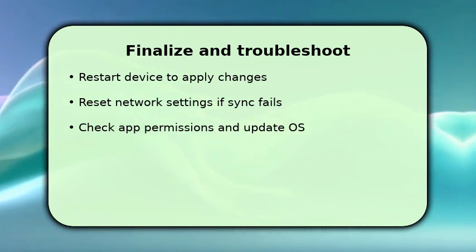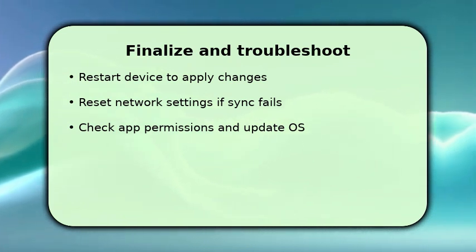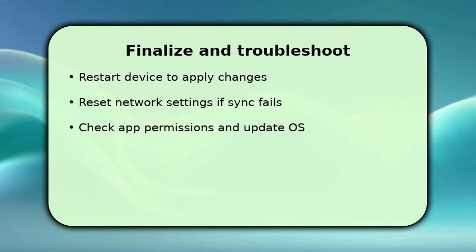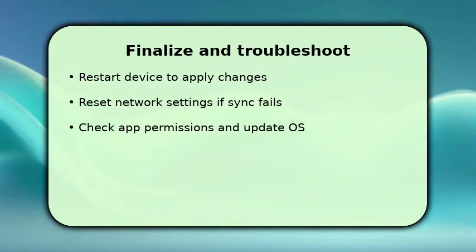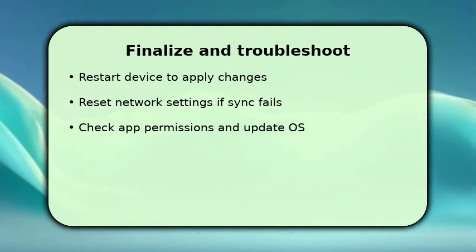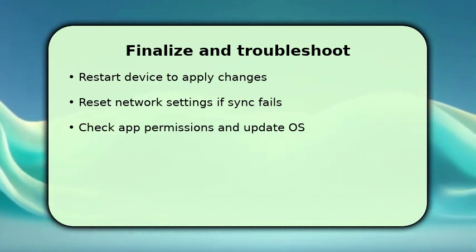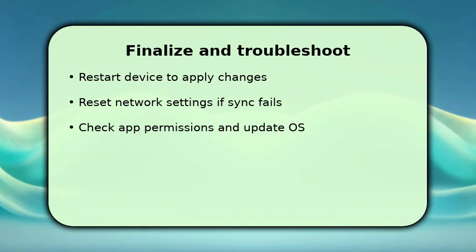If apps still don't refresh, make sure individual app permissions allow background activity and that the app is updated to the latest version. As a troubleshooting tip, reset network settings if sync issues persist, because connectivity problems often block background refresh. Make sure you know your Wi-Fi password before resetting. Finally, update the OS to remove any known background process bugs.